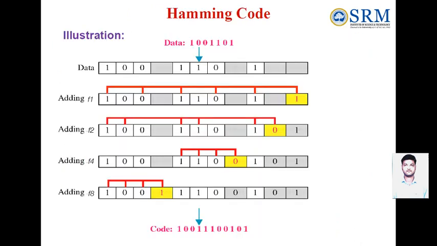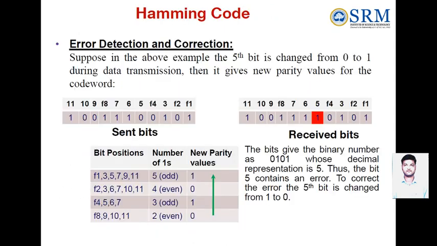We illustrate here in this example. In this example, now error correction, how we can make a correction, is involved. Suppose the fifth bit of the above data code word changes from 0 to 1.